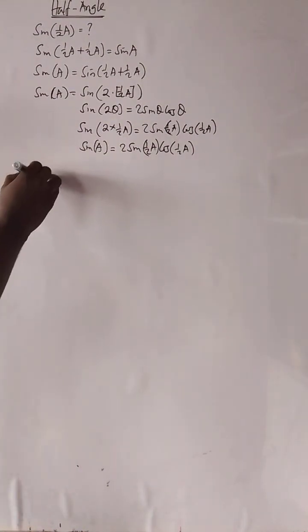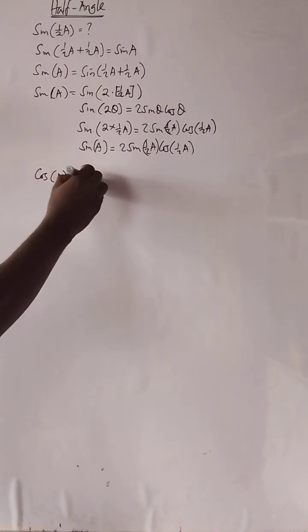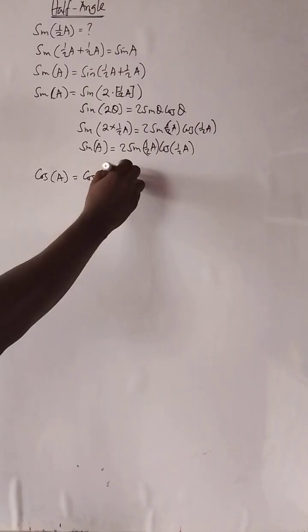Let's pause it for now and let's go for cos. Same way, you can say cos A equals to cos 2 into what? Half of A.